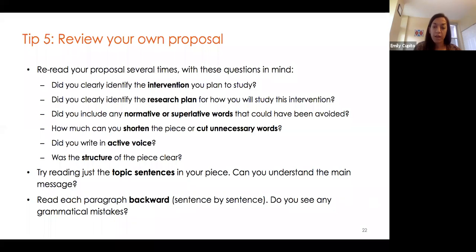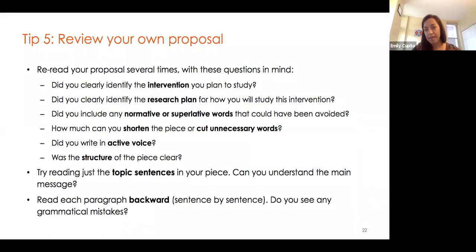Another trick that sometimes I use is to read the topic sentences in your writing and nothing else. So you don't read the extra sentences, you just read that very first sentence in each paragraph, and you see, can you understand the main points that you're trying to make, even without reading the extra detail? And if you can't, then you might want to think about how to rewrite your topic sentences so that they can stand almost by themselves without needing those extra sentences after them.